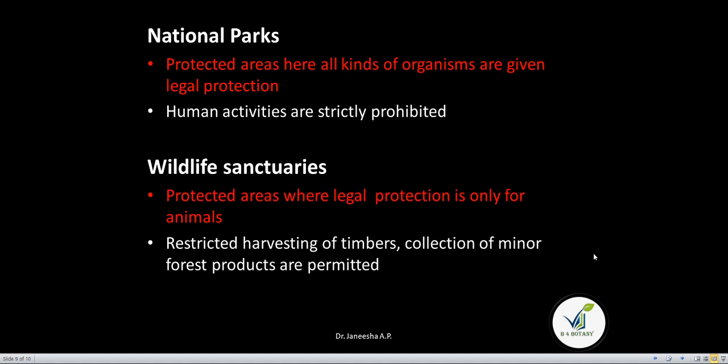And what is a wildlife sanctuary? A wildlife sanctuary is a protected area where protection is given only for animals. Restricted harvesting of timber and collection of minor forest products are permitted in wildlife sanctuaries. So, biosphere reserves, national parks and wildlife sanctuaries.